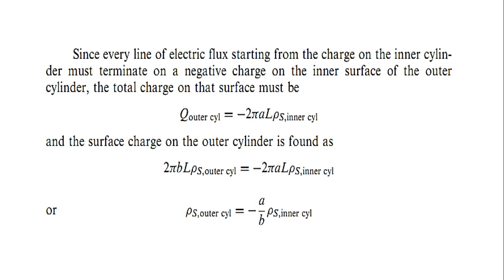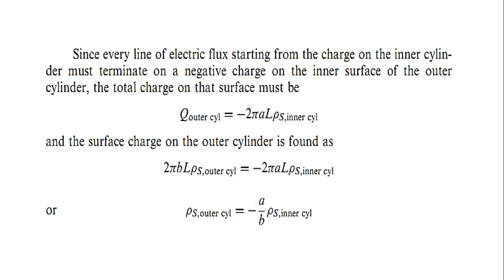Now, please remember that we have the inner coaxial cylindrical conductor, and we have the outer cylindrical coaxial conductor. The charge on the inner conductor is plus Q. The charge on the outer surface of the inner conductor is plus Q, and the charge on the inner surface of the outer conductor is minus Q.